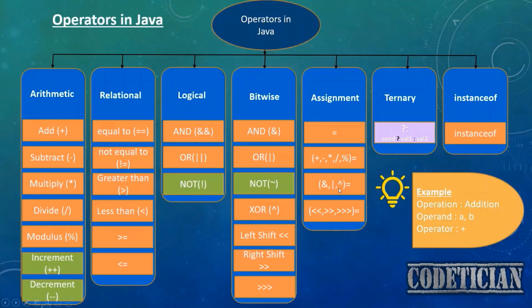The next category is the ternary operator. What does it do? Its symbol is question mark and colon, but they are not used together. It evaluates a condition. If this is true, then the value before the colon is assigned to the variable. If the condition evaluates to false, then the value after the colon is assigned to the variable. Now the last category is instanceof. This is used to determine whether an object is an instance of a particular class or not. This will also give you a Boolean result.